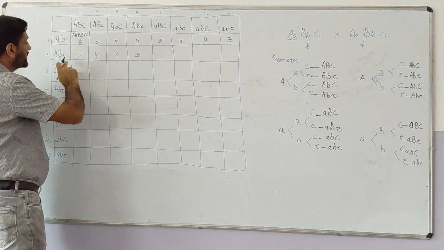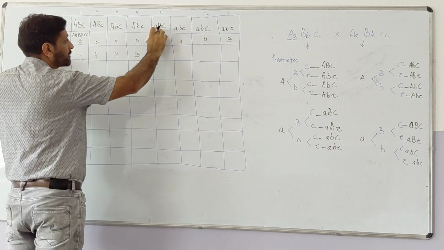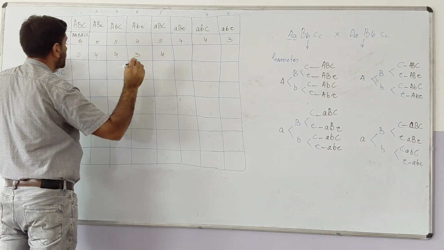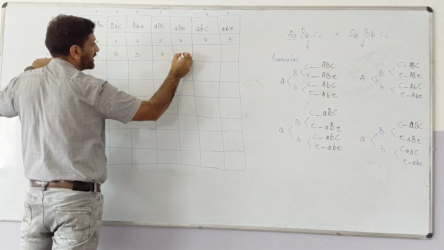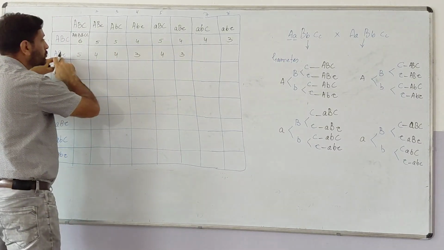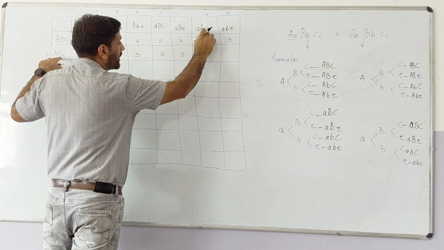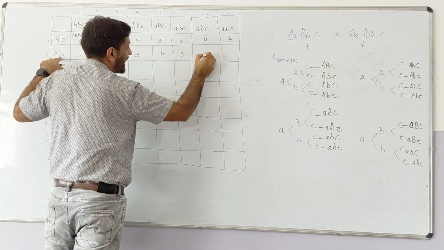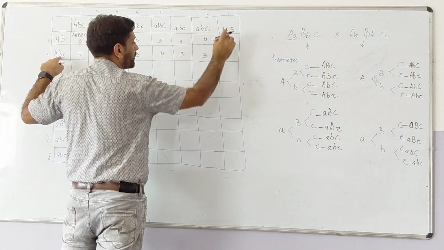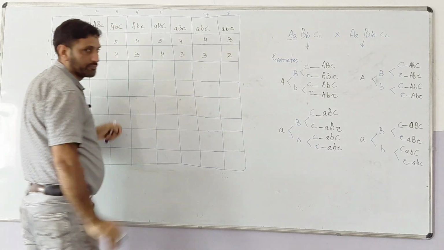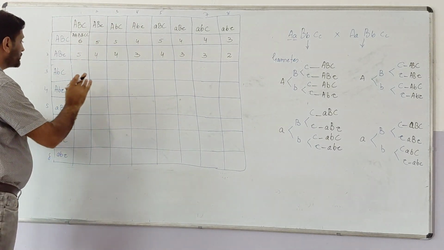Clear? Now coming to here are 2 dominant alleles. Here are 2 dominant alleles. It will be 4. Here are 2 dominant alleles, and here is only 1 dominant allele. It will be 3. Here are 2 dominant alleles. Here is 1 dominant allele. It will be again 3. Again here will be 2, and here will be no dominant allele. So it will be 2 here. Is this clear?